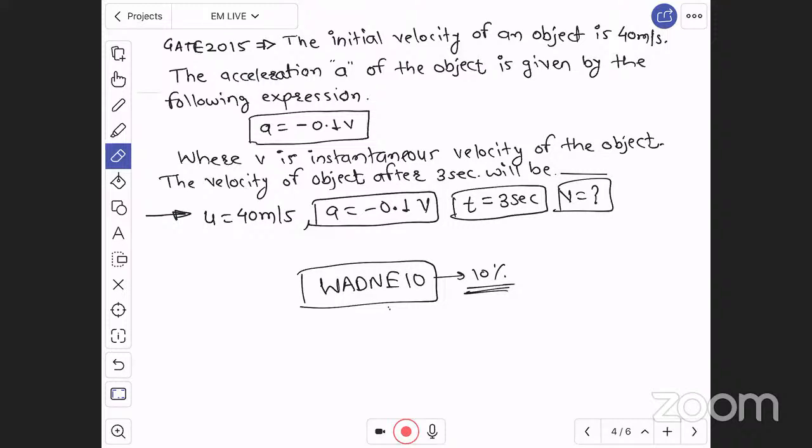Come on, solve the question. Now let us go for the solution.